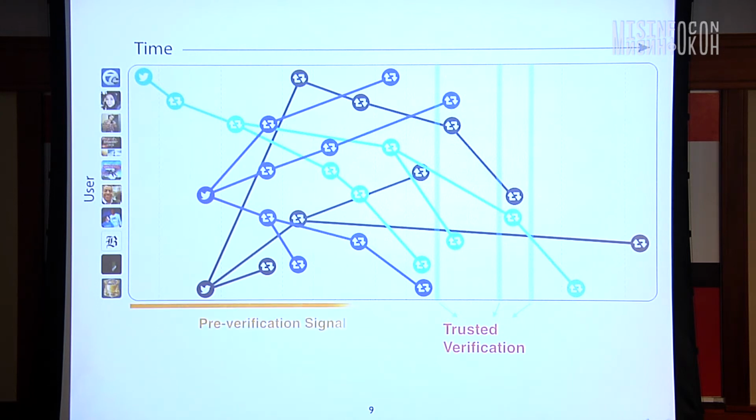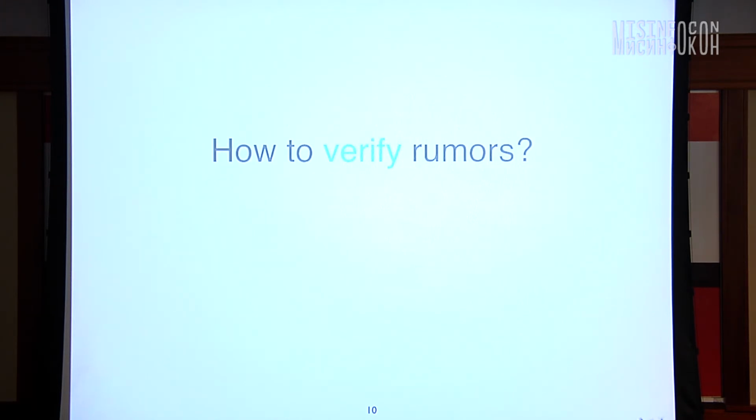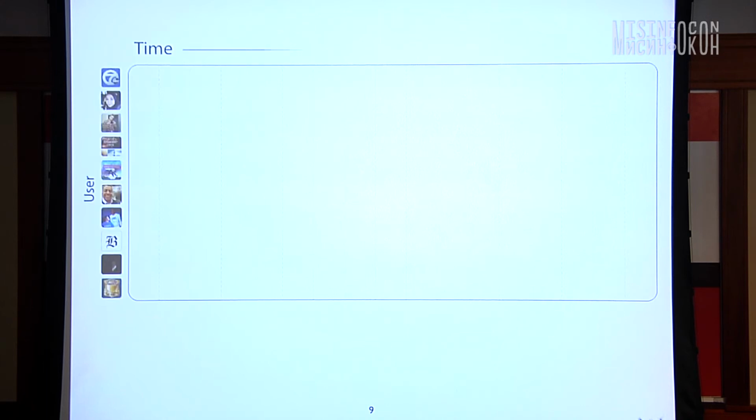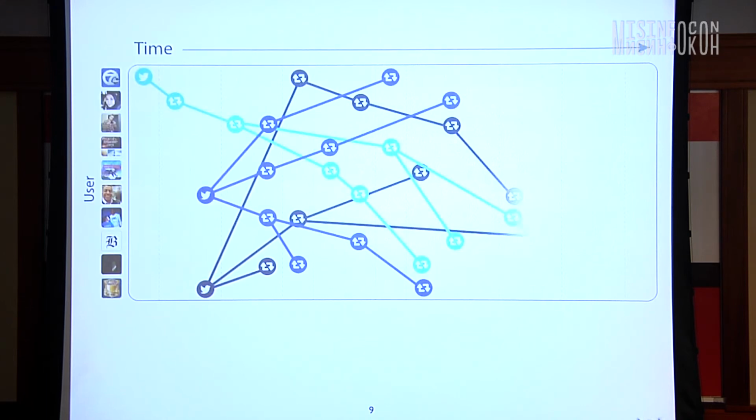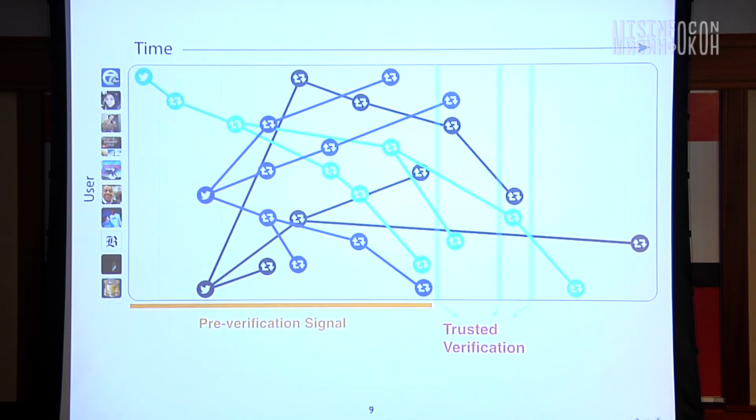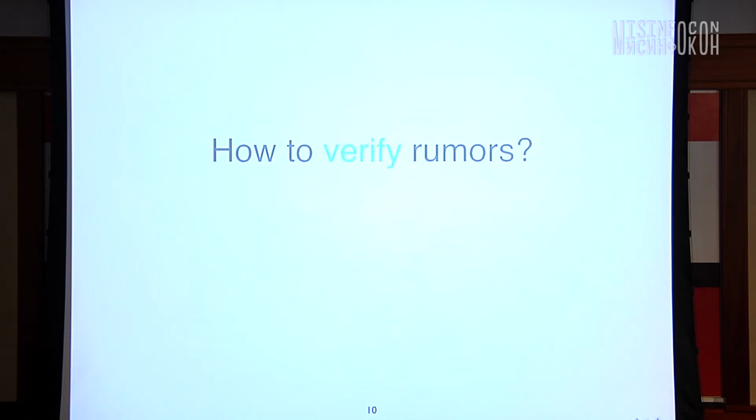Now, what I was interested in is to see if there's any kind of signal in the data that exists before the trusted verification, and whether that signal can be used to verify the rumor before a trusted source comes out with a decision. So that's the verification part of my system.